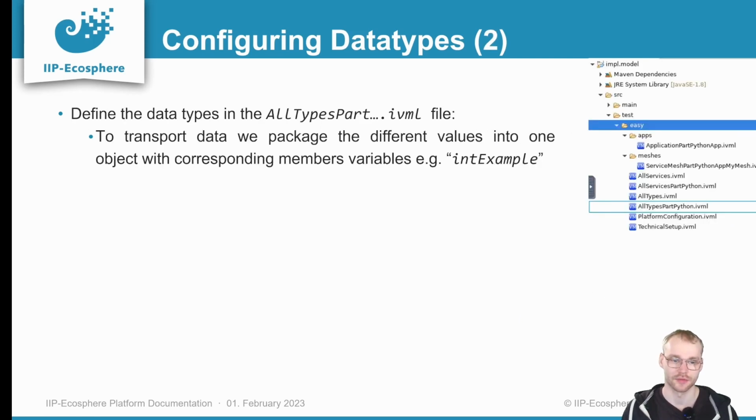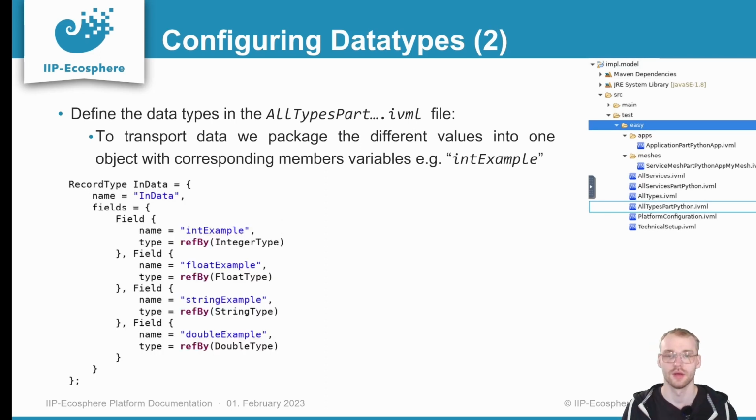Why are we doing this? To transport data from service to service, we need to somehow package this data, and this is done by defining data types in our ivml structure. On the bottom left side, we have some example code for a record type, which is defined by the ivml meta model. We will get a bit more to this later, but not really in depth. It will be at least partially covered in the video about building the application.